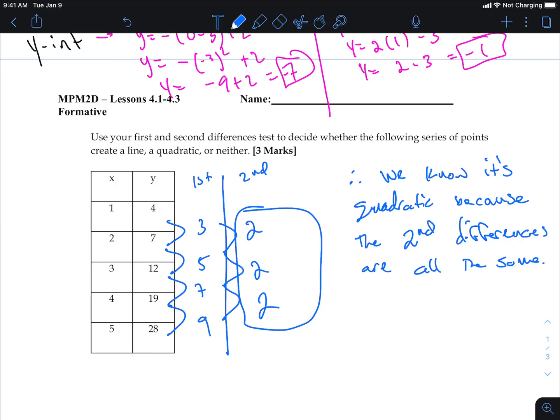Okay? Any issues with that one? Okay, there's just your 3 marks there.